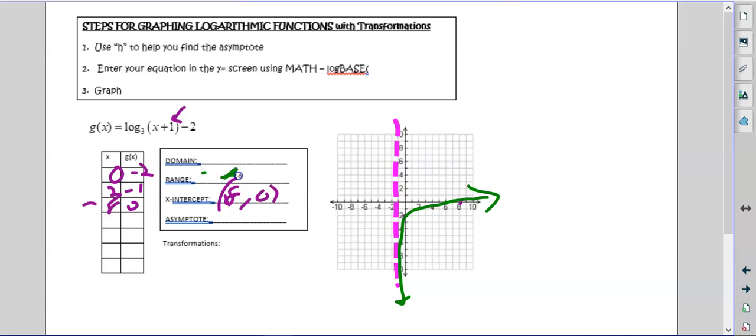So the range does not change, negative to positive infinity. The domain is negative 1 to positive infinity. And the asymptote is a vertical line of x equals negative 1. Remember, the calculator does this and just stops right there. Don't do that. Continue all the way down.